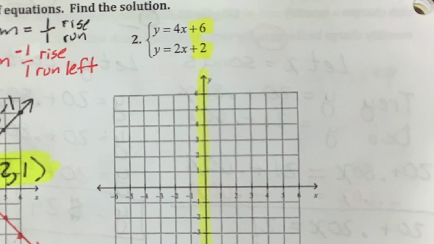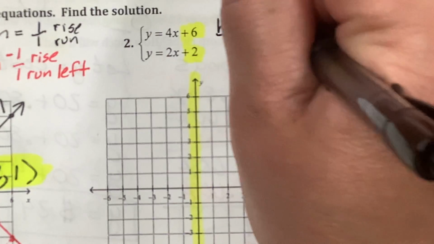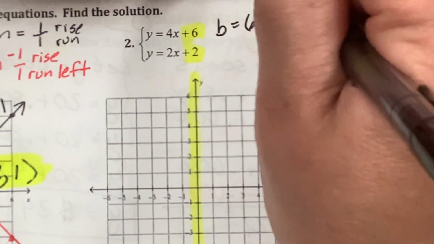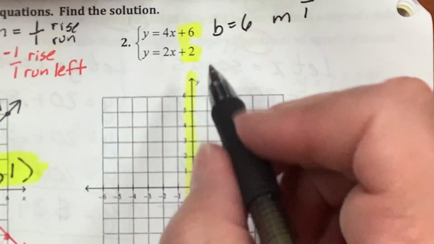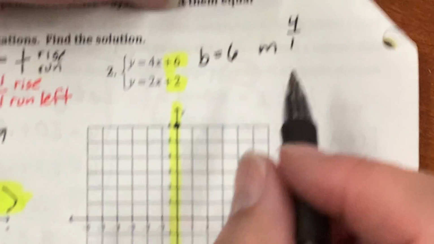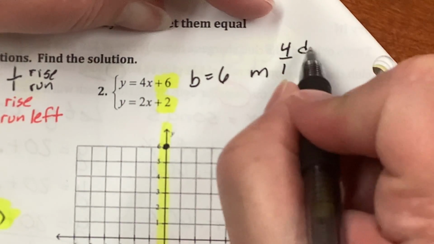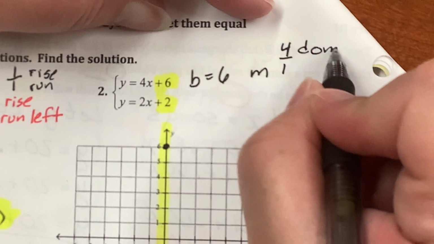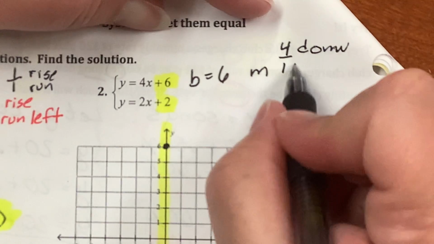Here we go. Start with the b at the back, which is 6. And the m, which is positive, thankfully, 4 over 1. So here we go. Start with the 6. And I cannot rise 4. So what I need to do is reverse both of these. Instead of rise, I'm going to go down. And instead of run to the right, I'm going to go left.